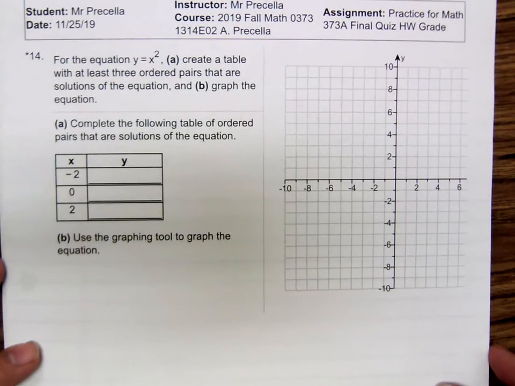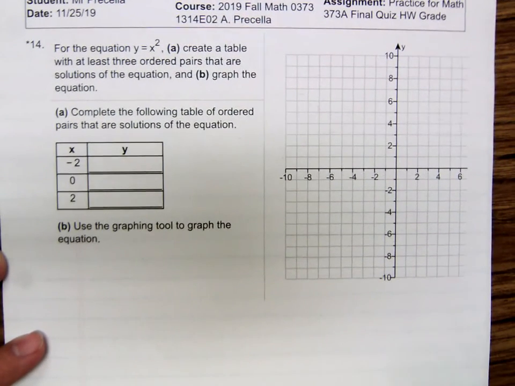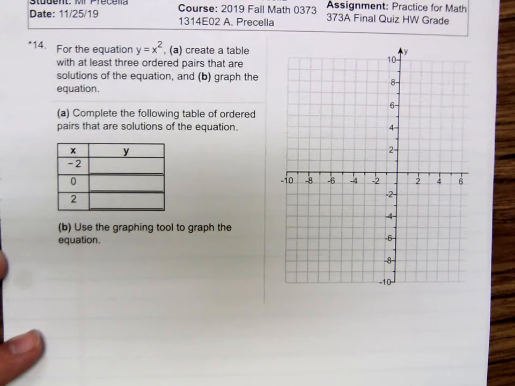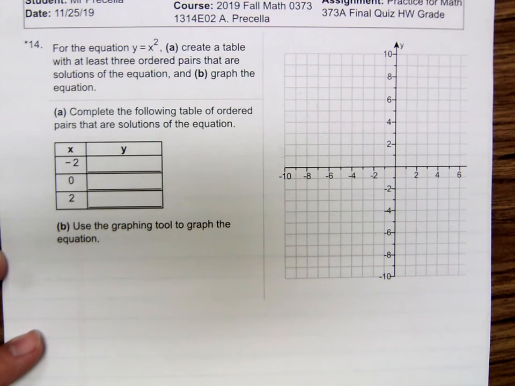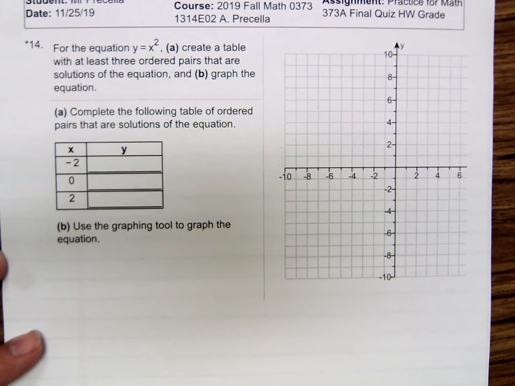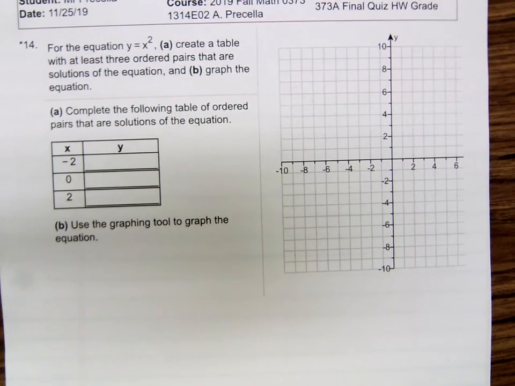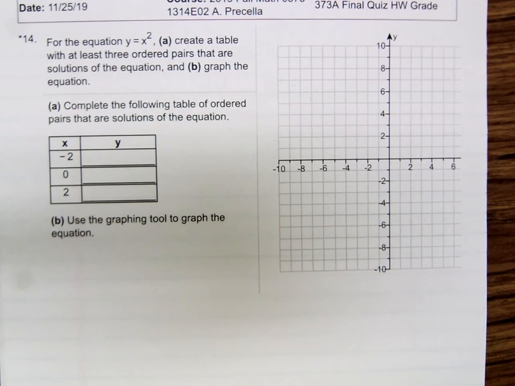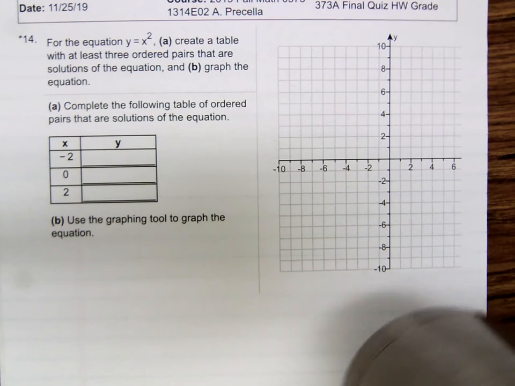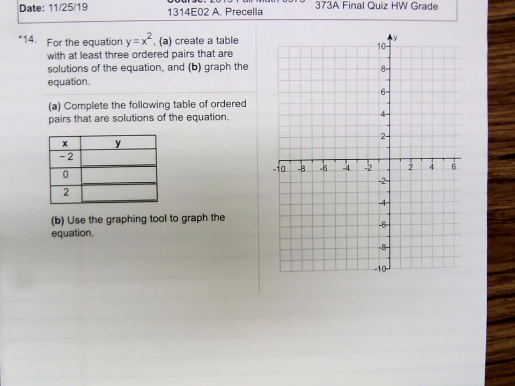Now we're going back to some graphing. For the equation y equals x squared, create a table with at least 3 ordered pairs that are solutions to the equation, and then graph the equation. Now remember, when we were graphing these things in the homework, we had to use that little graphing tool, but since I'm doing it on paper, I can't use the graphing tool. I have to draw the little graph by hand on paper, just like y'all are doing.